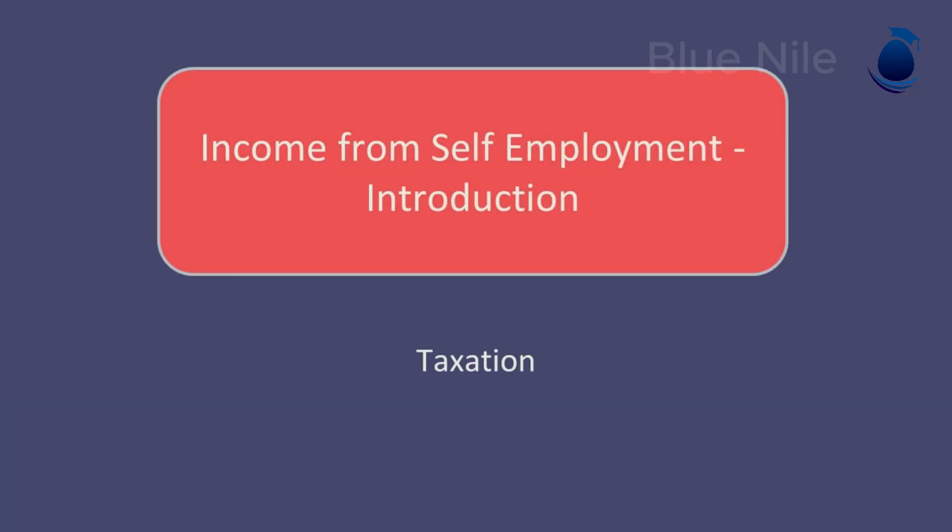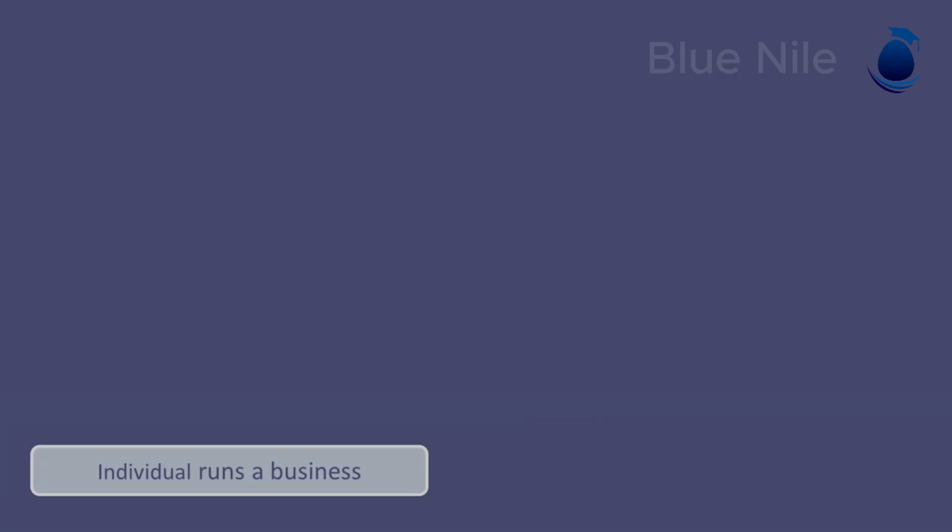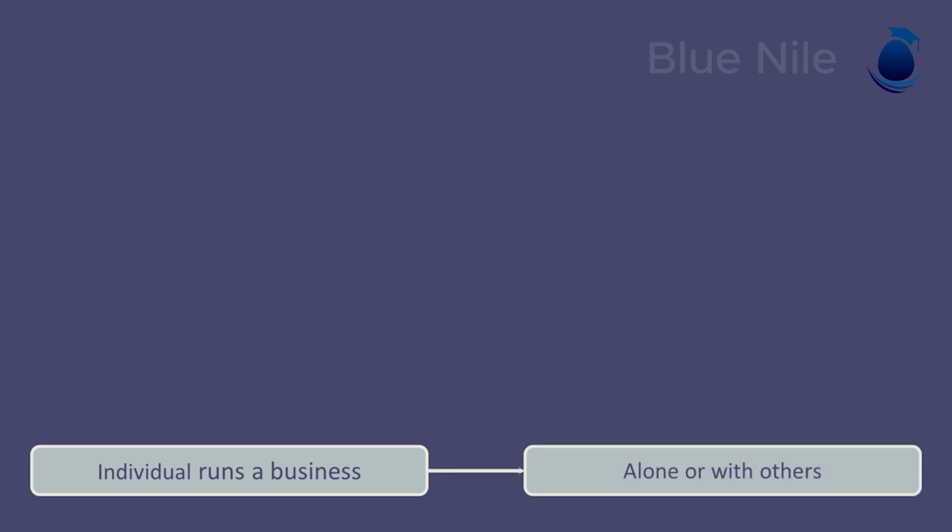Welcome to this video on income from self-employment, an introduction. The calculation of a figure to include as income from self-employment for a particular tax year is a lengthy process with many things to consider and calculate. In this session, we'll just consider what the overall process is. Firstly, let's think about what we're working towards here. This will apply where an individual runs a business, either by themselves or with others, but have not created a separate legal entity for that business by forming a legal company.